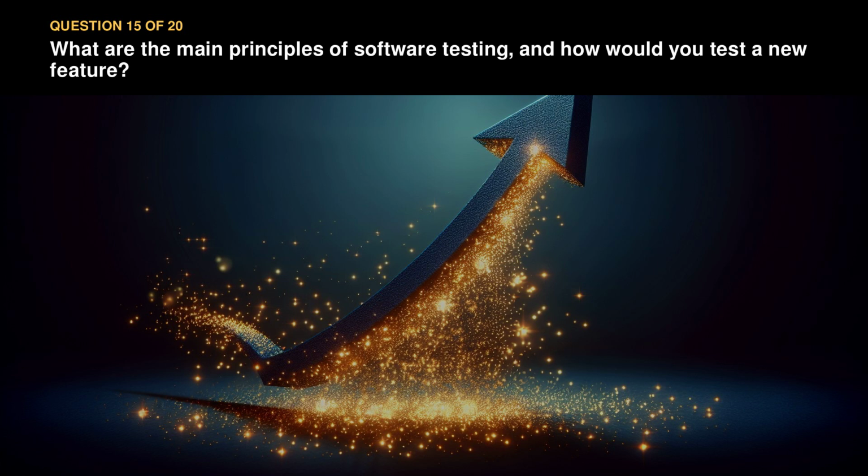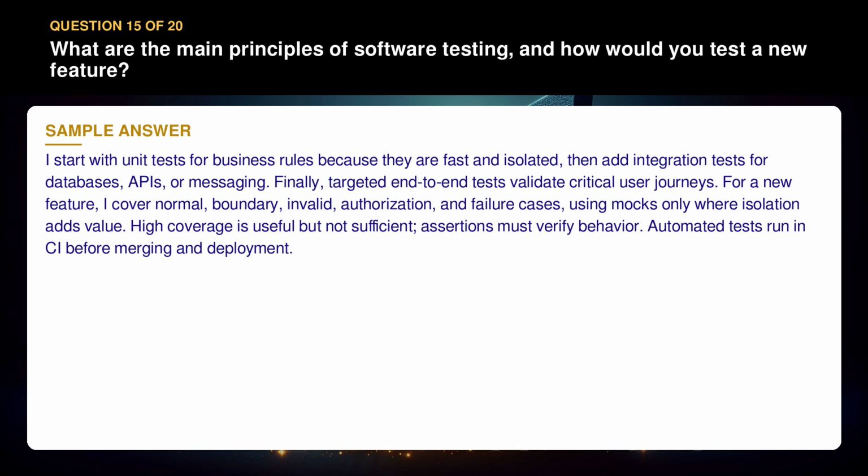Question 15. What are the main principles of software testing, and how would you test a new feature? I start with unit tests for business rules because they are fast and isolated, then add integration tests for databases, APIs, or messaging. Finally, targeted end-to-end tests validate critical user journeys. For a new feature, I cover normal, boundary, invalid, authorization, and failure cases, using mocks only where isolation adds value.